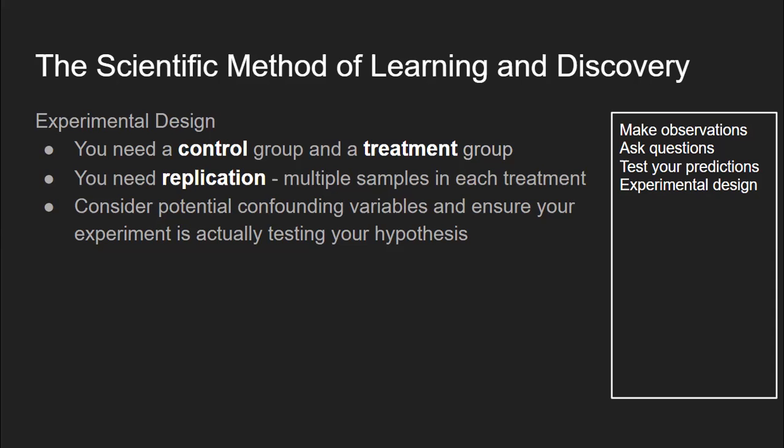If he only had one piece of snake meat that he did that with, then again, he can't draw any conclusions from this experiment. So you need that replication to help give your experiment more power, more weight behind it, so that you can say, yes, this is definitely real because I did it multiple times. I had multiple pieces of meat and it still worked.